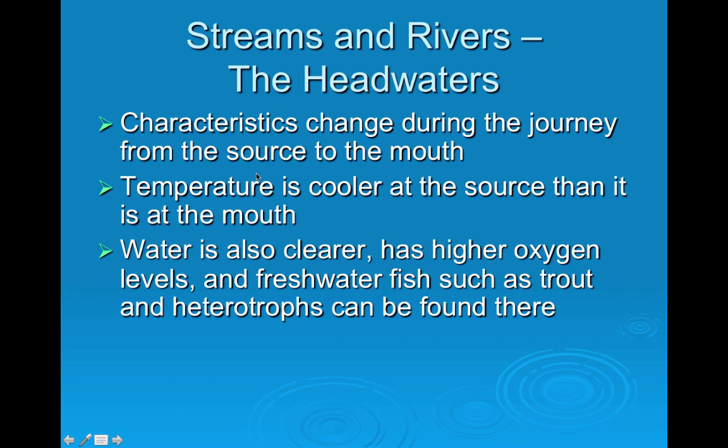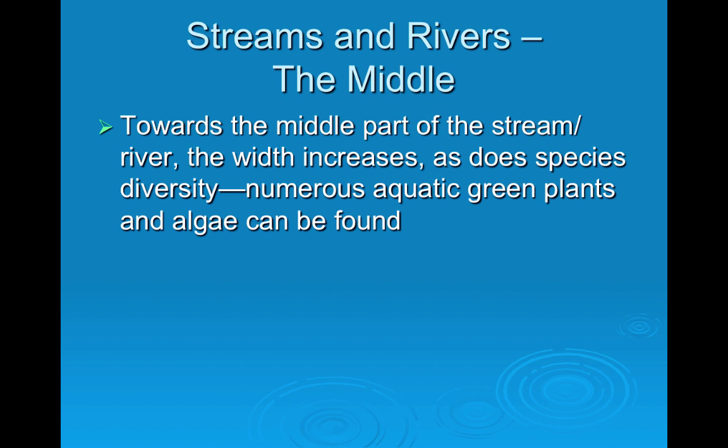So be able to know the different characteristics of different parts of the river. Your cartoon guide already went over this. Headwaters are cold, they're clear, they have higher oxygen levels because they're moving really fast, and freshwater fish such as trout can be found in these areas. They've got to be strong also because the waters are moving so fast, usually at a headwater, that they have to have the ability to swim to stay basically in one place.